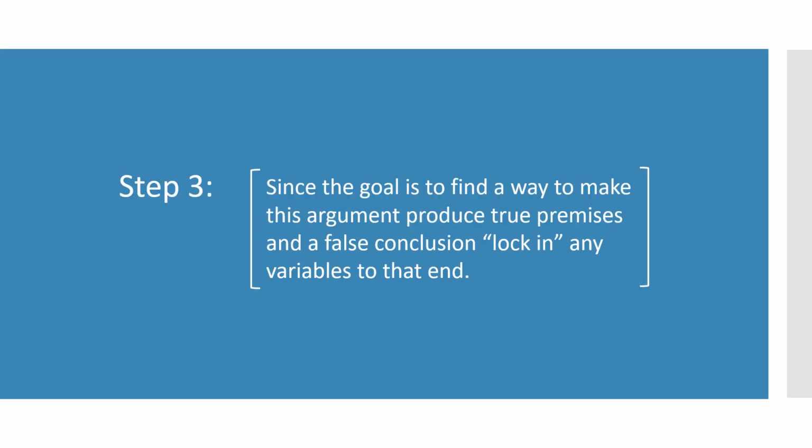Now, since our goal is to find a way to make this argument produce this result so that all the premises are true and I get a false conclusion, the first step is to lock in any of the simple variables that can actually establish that for me. So if there's anything that you know has to be false or true in terms of your letters, that is your simple terms, then simply mark those down.